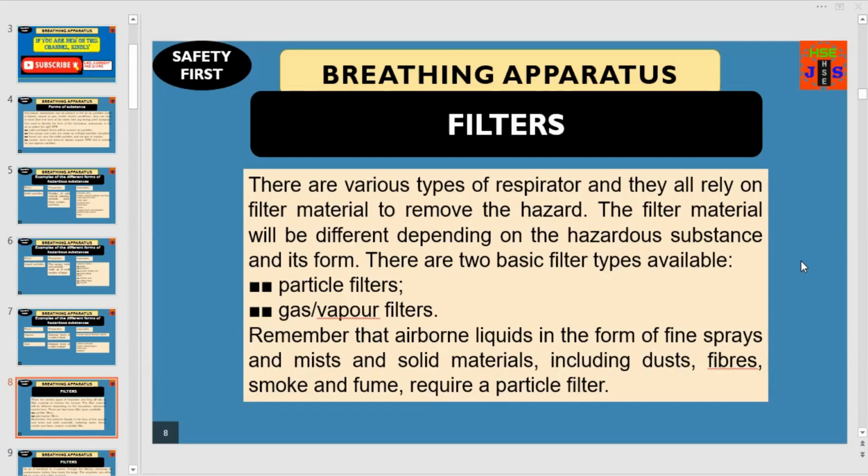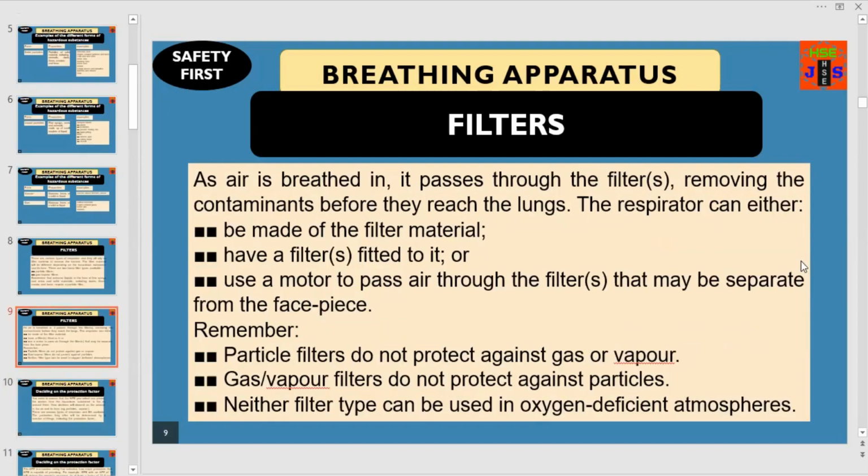Remember that airborne liquids in the form of fine sprays and mists and solid materials, including dust, fibers, smoke, and fumes, require a particle filter. As air is breathed in, it passes through the filter, removing the contaminants before they reach the lungs. The respirator can either be made of the filter material, have a filter fitted to it, or use a motor to pass air through the filter that may be separate from the facepiece.